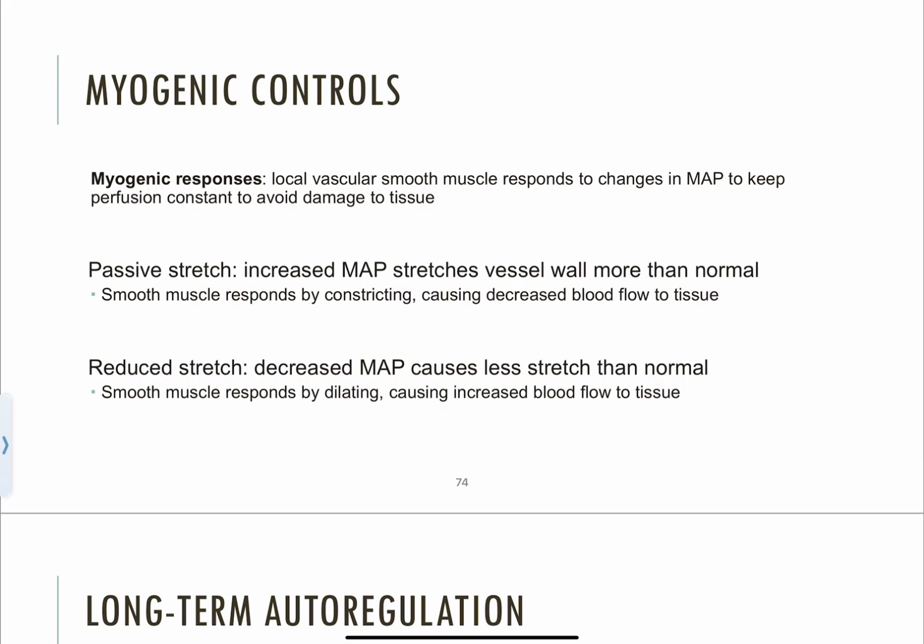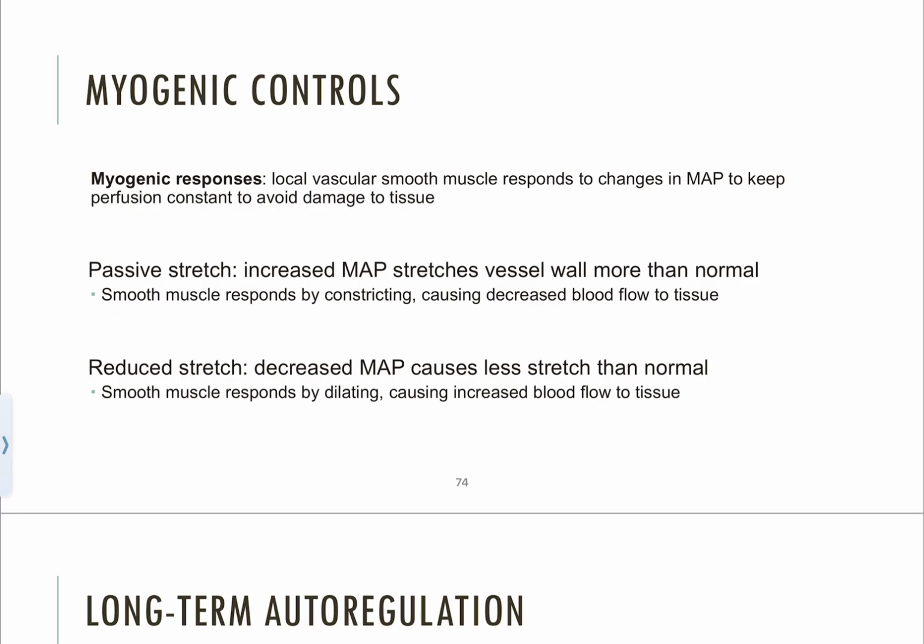So myogenic controls. Myo means muscle. So when we're talking about a myogenic response, we're referring to a muscle response. Local vascular smooth muscle is going to be able to respond to changes in the mean arterial pressure to keep the perfusion constant to avoid damage to the tissue. So yes, we want more blood flow, but we don't want our blood flow to be too high, to the point where it's going to damage our capillaries, which remember are only a single layer thick. If we have too much blood flow or too much pressure, it can actually rupture our blood vessels. So we have to balance it.